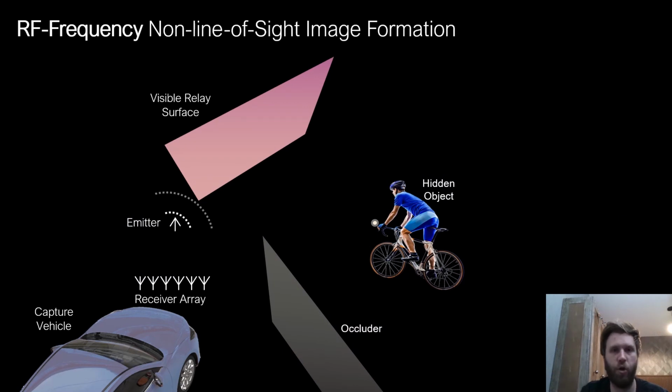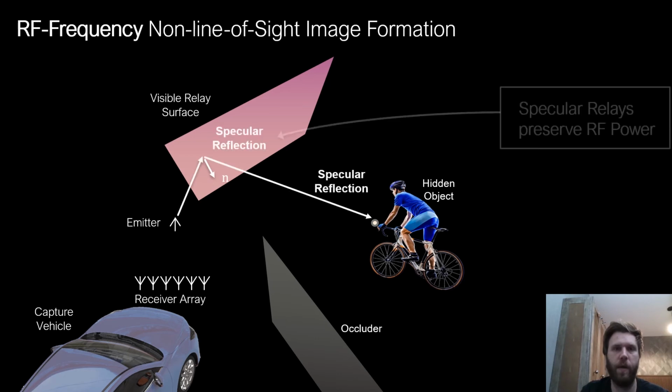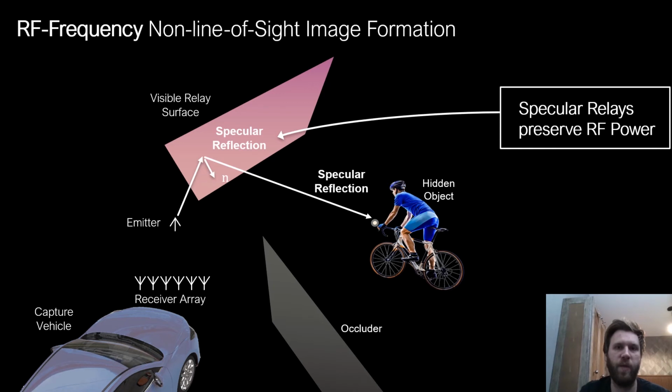So to achieve such long ranges, we rely on radio frequency signals. So we send out a signal to a relay wall, where in contrast to optical systems, it likely will be specularly reflected as a result of the long wavelength of RF radiation. As such, most of the walls that are diffuse for optical methods preserve energy in the RF regime.